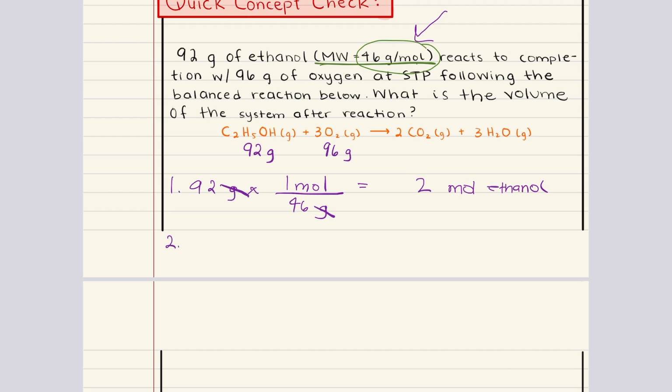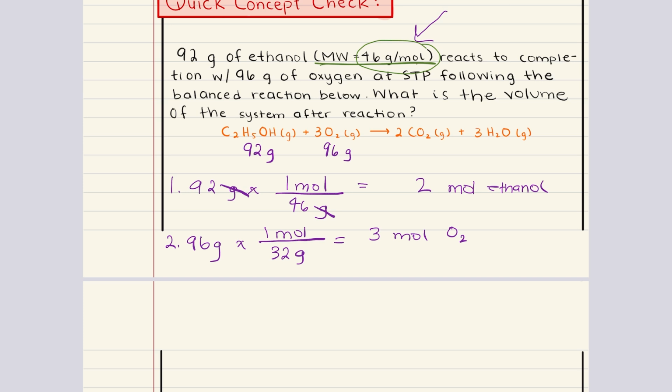Then we want to do the same for oxygen gas. The molar mass for oxygen gas is 32 grams per mole. When we calculate this, we get 3 moles of oxygen gas. It was important for us to convert these given masses to moles because this will help us figure out the limiting reactant. That is the reactant that gets used up first as the reaction goes to completion.